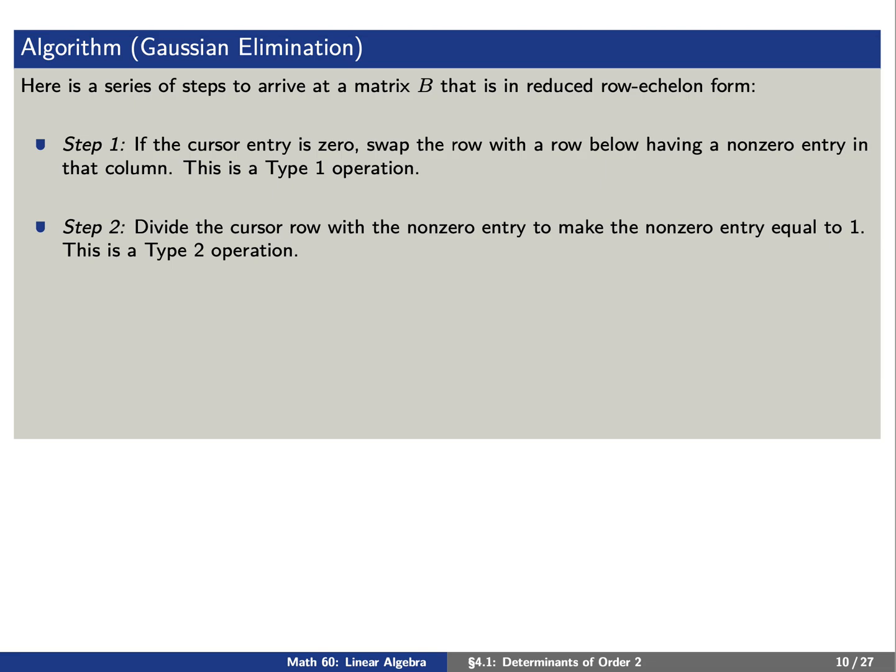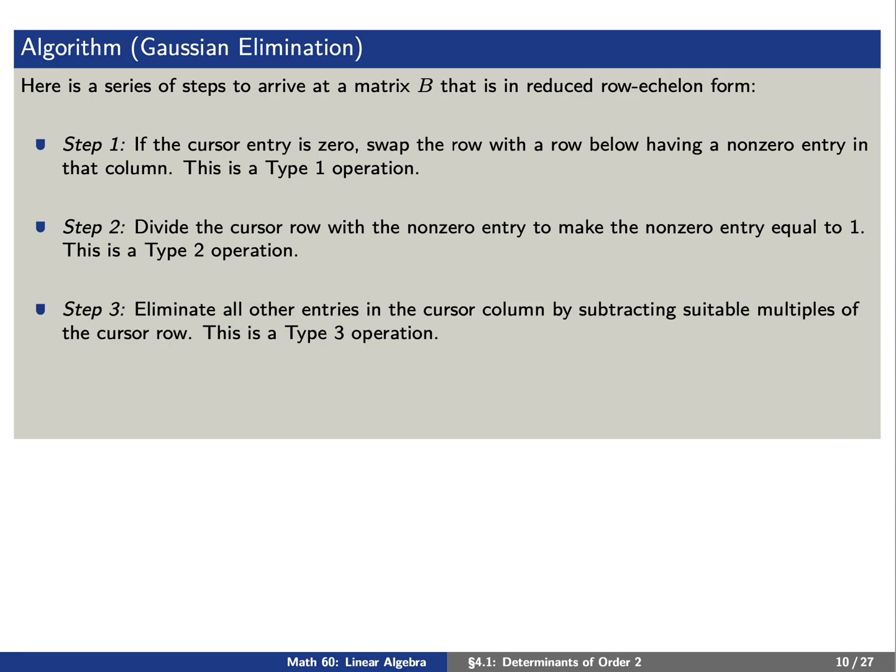Now that we have a non-zero entry, we'll divide all of the entries in this row by this non-zero entry to make this non-zero entry equal to 1. This, of course, says now that in our row we have a pivot. Dividing everything by a non-zero element is what's called a type 2 operation. Third, let's now eliminate all of the other entries in this column by subtracting away suitable multiples from this row. This, of course, is a type 3 operation.